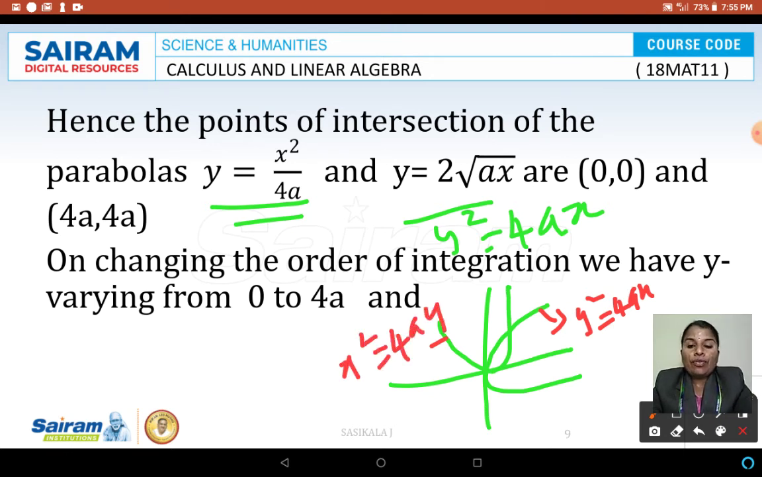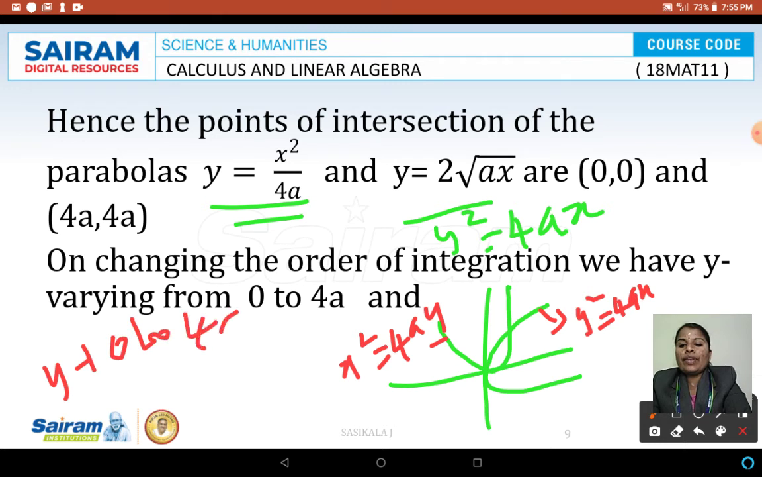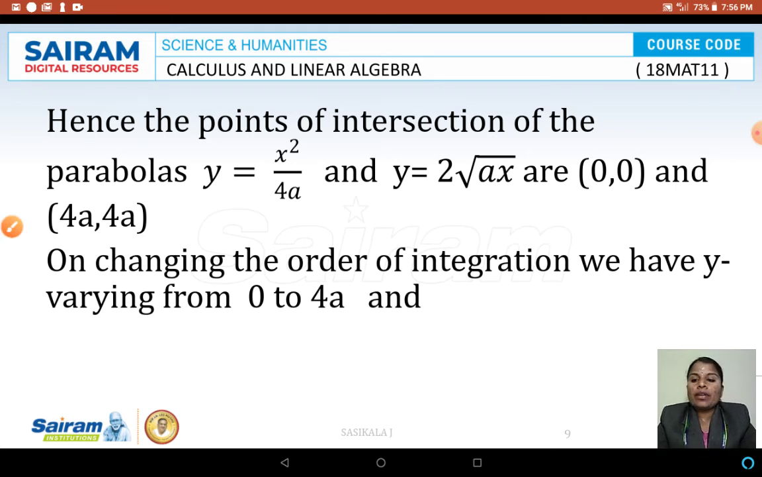Now we need to find it. We have done already the outer limit, which is y varies from 0 to 4a. Now we need to find your inner limit. For that, it should be a variable limit and we are finding the x limit. When you are finding the x limit, you have to draw a parallel line inside the region towards your x-axis. So this curve will be the lower limit and this curve will be your upper limit, because this is the starting and this is the ending point.